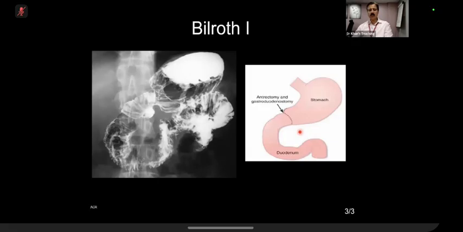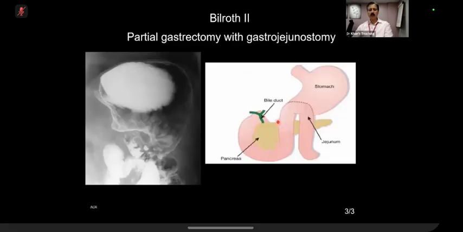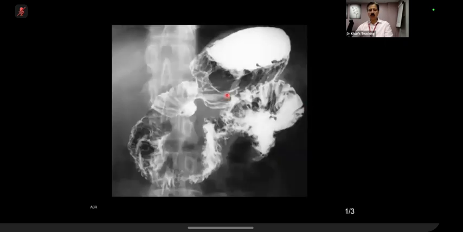Here what happens is that they remove the antrum, but anastomosis is between the rest of the stomach and the duodenum. In the previous one, there was no anastomosis. It was a blind end. And this was Billroth 2 operation. This one is Billroth 1.